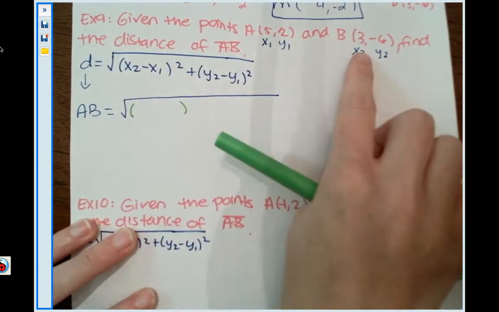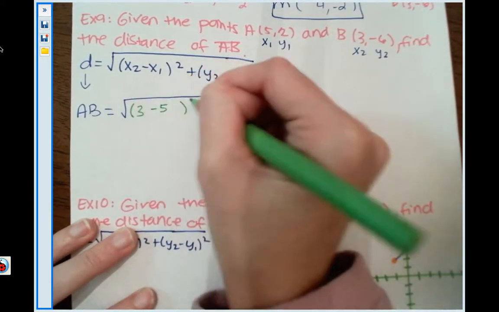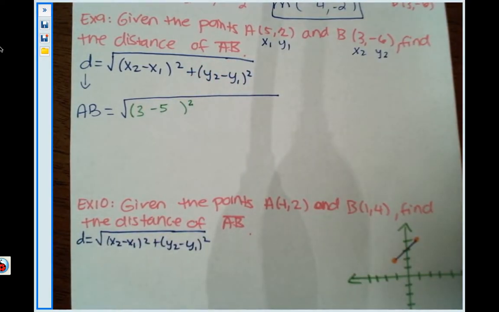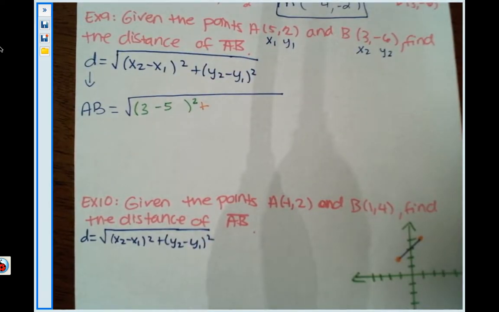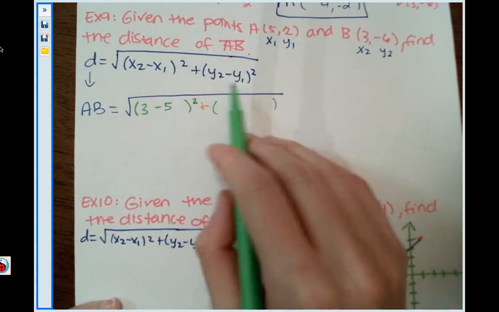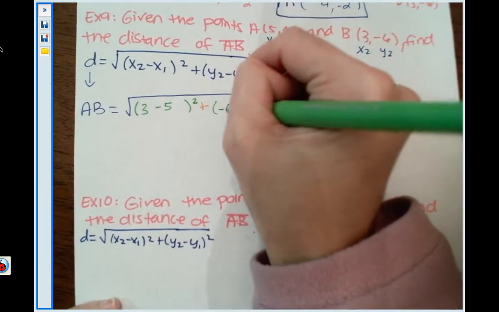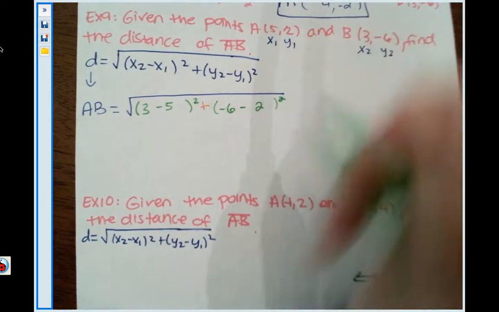So my x2 is a 3, minus my x1, which is a 5. We're going to square that. Then I'm going to add it to the y value squared. So plus my y value, so y2 is -6, minus my y1, which is a 2. And I'm going to square them.